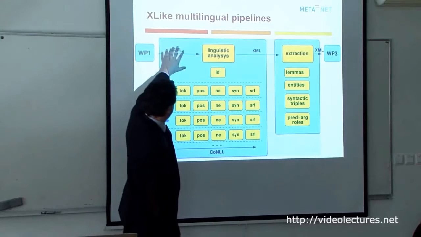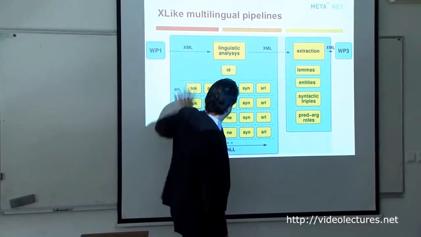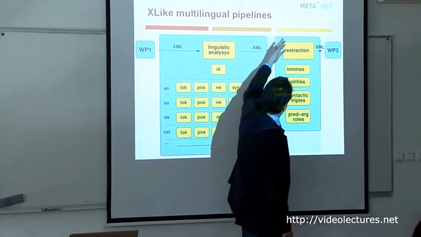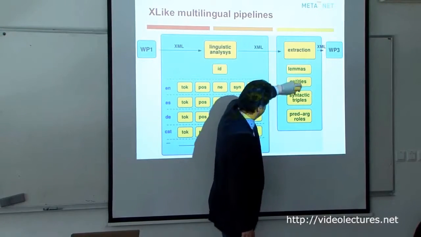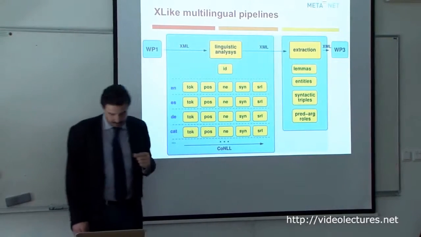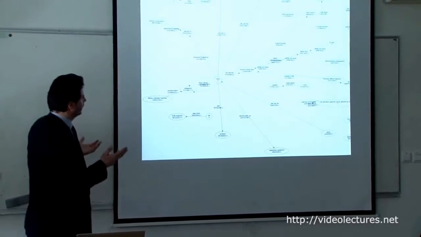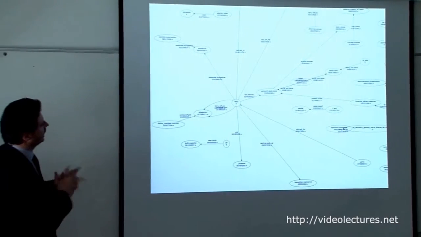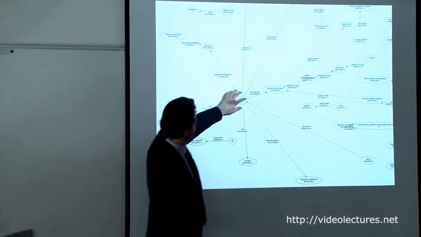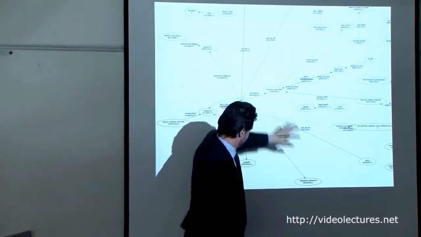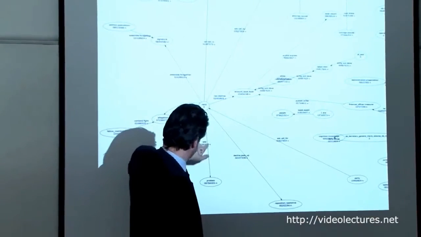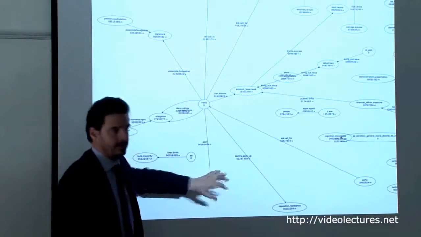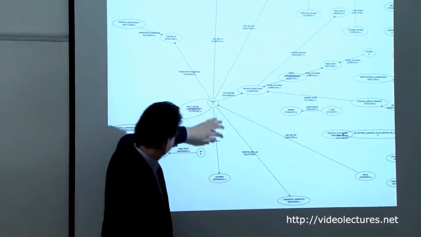So you input the XML, you get the linguistic analysis that does all that, and you get an output XML which is enriched by information about lemmas, entities, syntactic triples, and predicate argument roles. If you look at the syntactic triples, oh, it's too small. Okay, sorry about that. If you look at the syntactic pattern matching mechanism, then you can see a subject that is doing something. Here are some actions. Actions are on the links, and then you have objects.